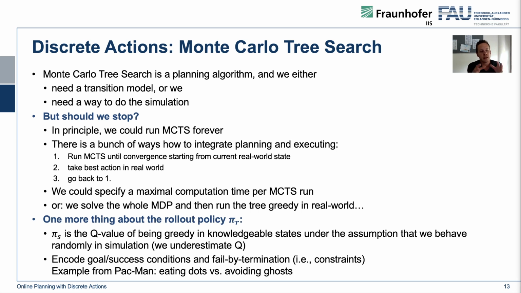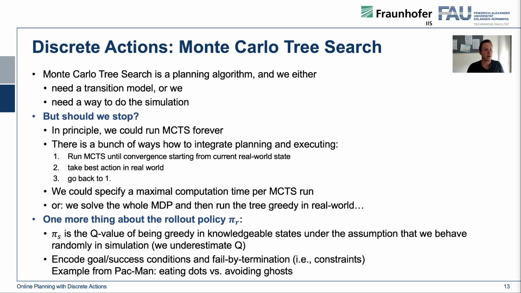The selection policy pi-s is the Q value of being greedy in knowledgeable states. So actually, if you know enough about the states, pi-s is a good approximation of what to do. However, it's under the assumption that we behave randomly in the simulation, meaning that we underestimate Q. So this is just something you need to know. You need to run MCTS for a while to actually get a good estimate of the real Q values and hence a good selection policy pi-s.